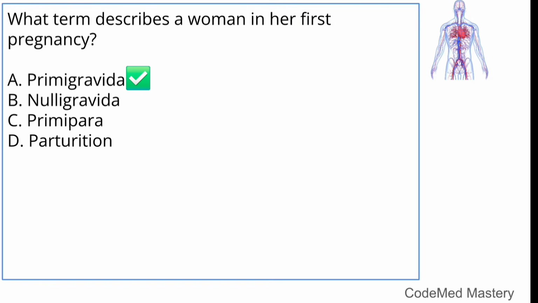Option B nulli gravida refers to a woman who has never been pregnant, and option C primipara is a woman who has given birth once regardless of whether the baby was alive or viable, and option D parturition is the act of giving birth.